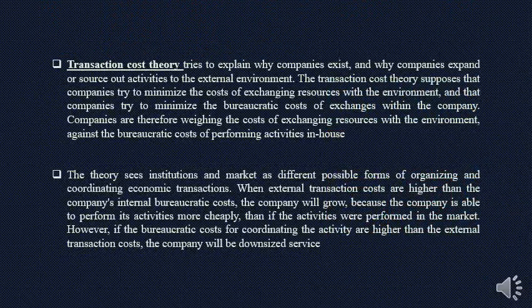Transaction cost theory tries to explain why companies exist and why companies expand or source out activities to the external environment. The transaction cost theory supposes that companies try to minimize the cost of exchanging resources with the environment, and that companies try to minimize the bureaucratic cost of exchanges within the company. Companies are therefore weighing the cost of exchanging resources with the environment against the bureaucratic cost of performing activities in-house.